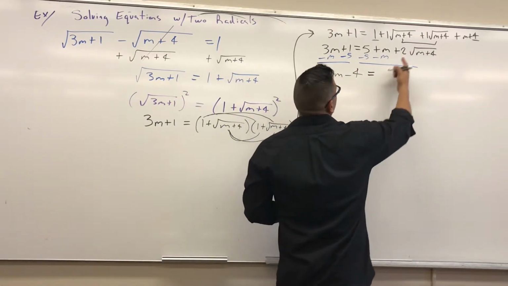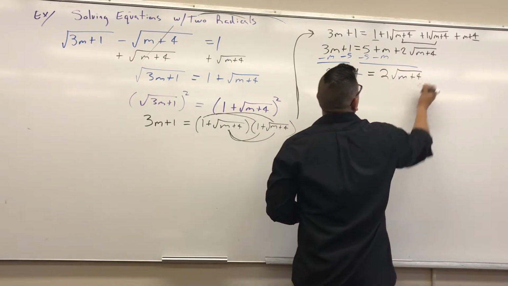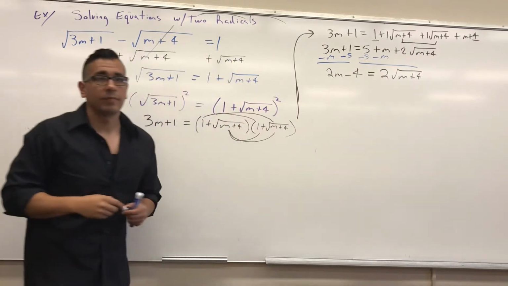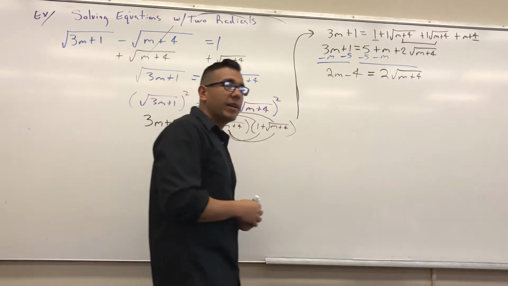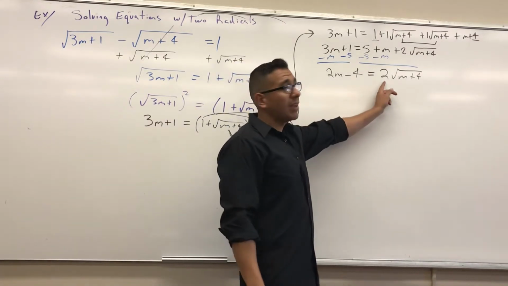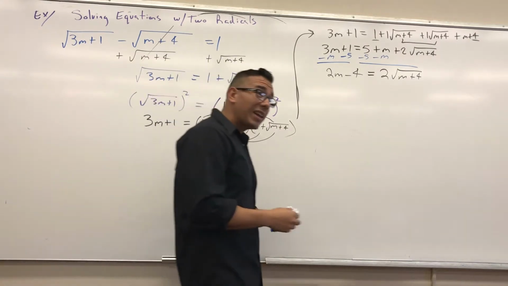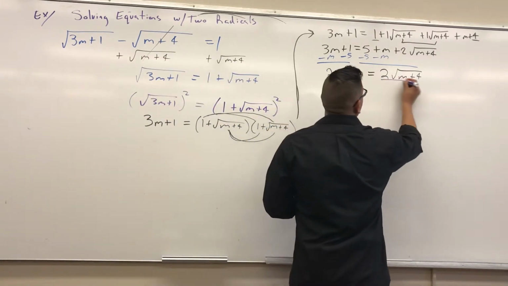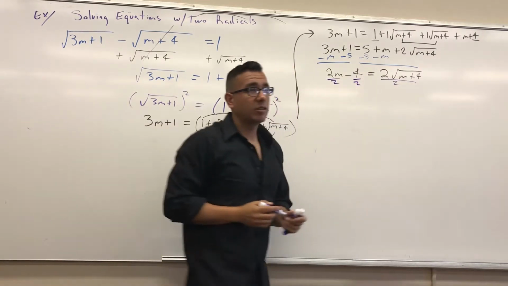And then we end up with 2 square root of m plus 4. Is the radical isolated? Is it all by itself? No, I still got that 2. So how do I get rid of that 2? Divide it. So we divide everything. We divide everything by 2.